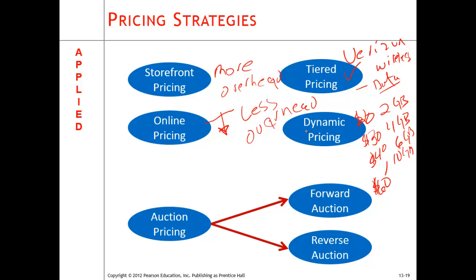Dynamic pricing is another pricing strategy where prices are charged based on various elements including market conditions and cost to serve, or are based on the value to the customer. Dynamic pricing, by the term dynamic, means that they can change price very quickly.